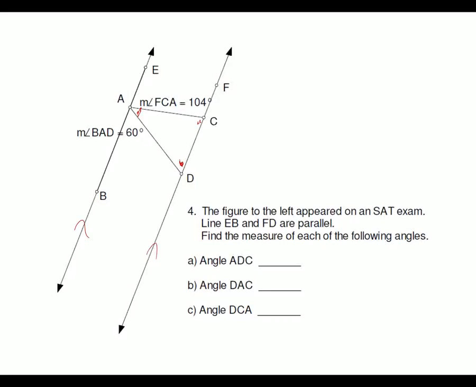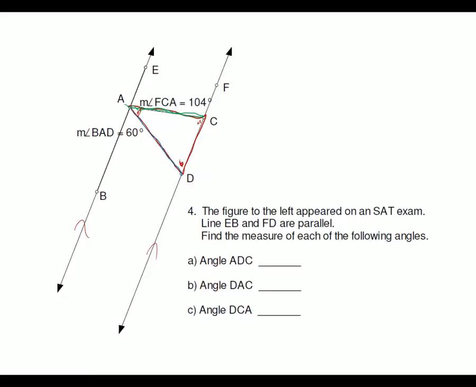So you should be seeing a couple of things here. You have to see this as a triangle, but also AC is a transversal between the parallel lines, and AD is also a transversal between the parallel lines. So we're going to use this to our advantage to figure that out.